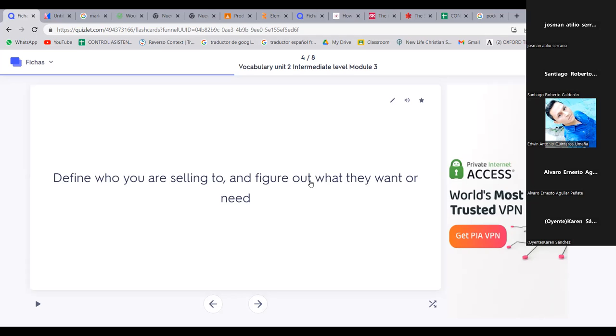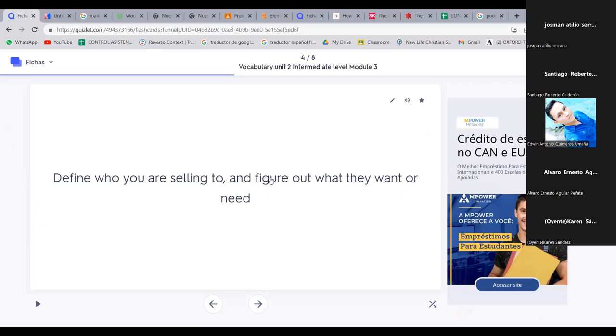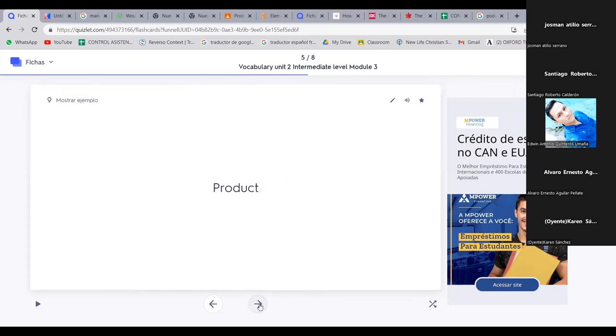Luego tenemos que definir o descubrir cuáles son los deseos o las necesidades de estas personas. ¿Qué es lo que ellos quieren o qué es lo que necesitan? So let's say this in order. What does target your market mean? To define who you are selling to and figure out what they want or need. A ver, vamos a ver ustedes solitos. A ver, define. Define who you are selling to and figure out what they want or need. Very good. Now, let's define what is product.